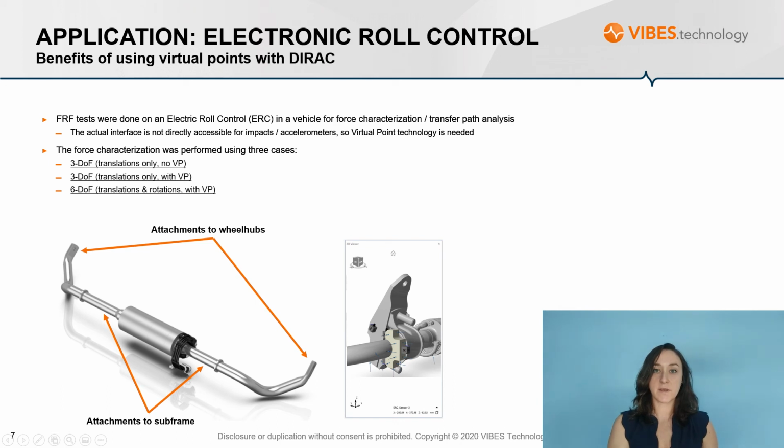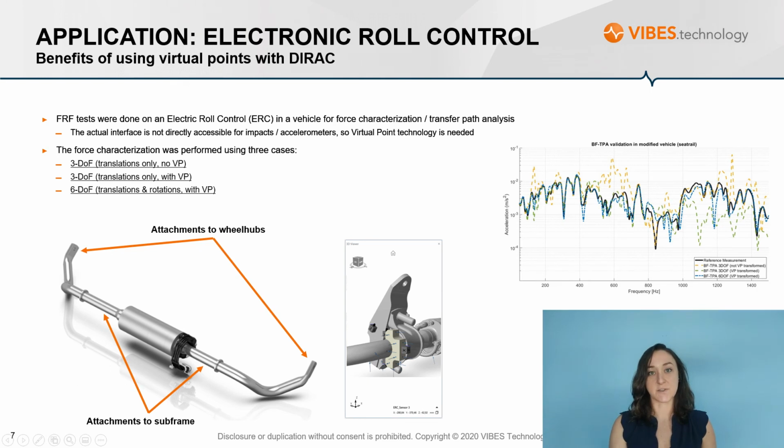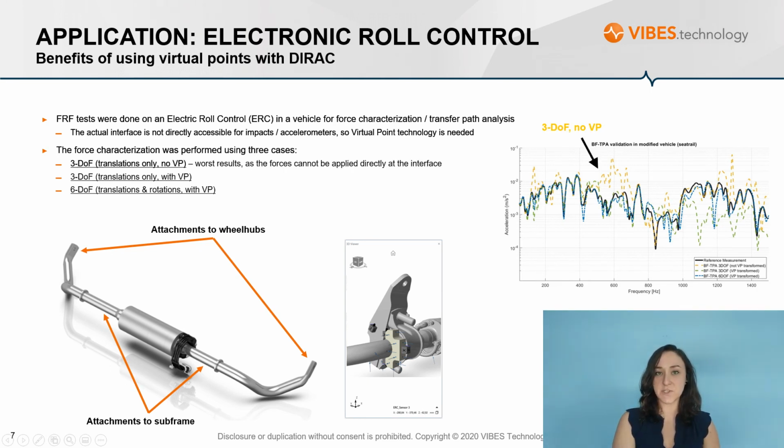Now, the way we're going to compare our results, we're going to take those forces that we calculate and apply them back to the vehicle and predict what the response is at a location of interest, in this case on the seat rail. You can see using the first approach with just 3 degrees of freedom and no virtual point transformation, I get the worst results overall. There's kind of just some noisy spots all throughout the bandwidth, and overall it just doesn't look great.